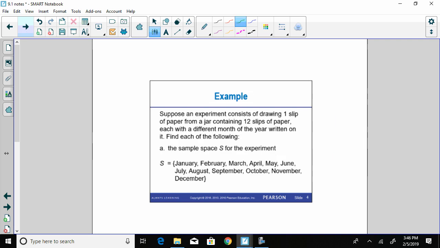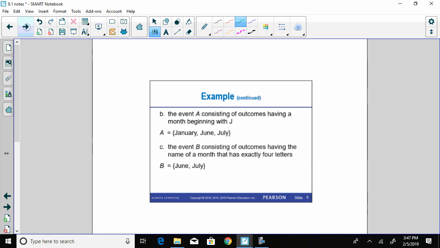Okay? So suppose an experiment consists of drawing one slip of paper from a jar containing 12 slips of paper, each with a different month of the year on it, right? Find each of the following. So our sample space would be January, February, March, all of them listed out, right? That's your sample space because you're going to list them all out.